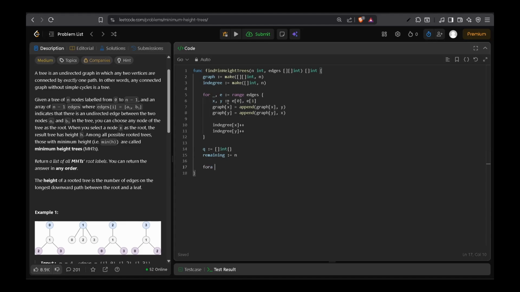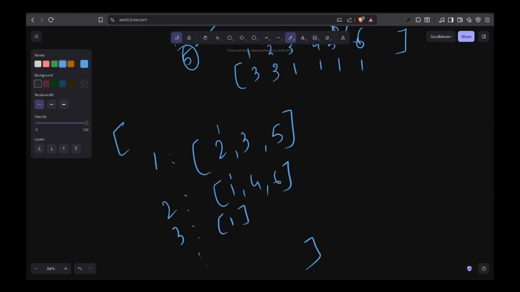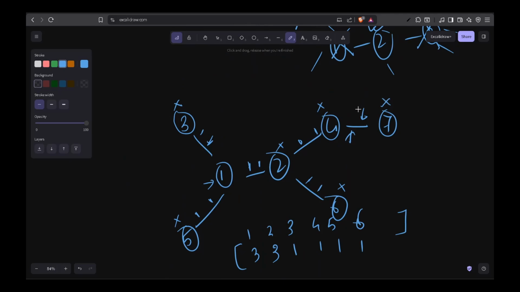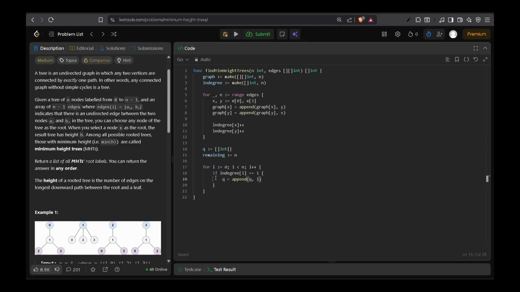Then for i equal to 0, i less than n, i plus plus, we'll say if indegree of i equal to 1, q equal to append q comma i. So this basically says, as we saw, which are the leaf nodes? The leaf nodes are the ones that have an indegree of 1, basically one connection only. Those are the leaf nodes, right? And we'll start traversing from the leaf nodes. So that's why in the starting we are just appending the leaf nodes to the queue, right?